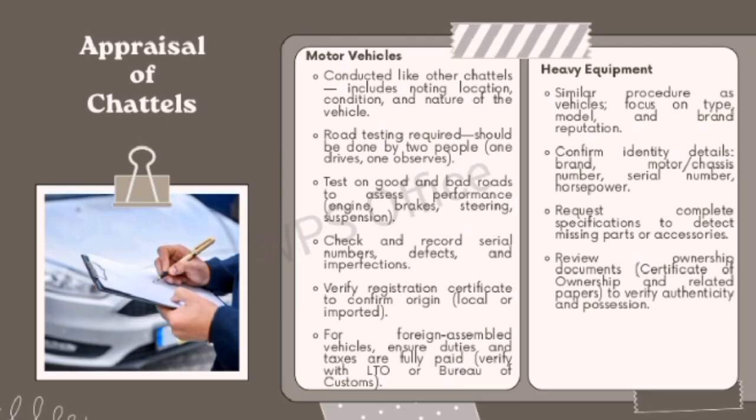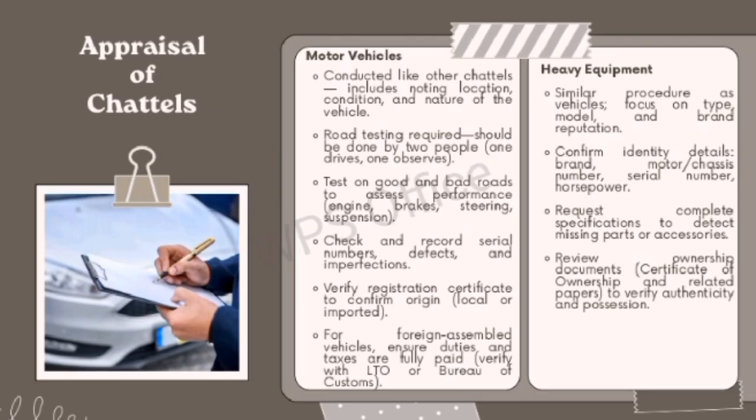Testing a vehicle on both good and bad roads helps evaluate its engine, brakes, steering, and suspension under different conditions. This process identifies strengths and weaknesses, ensuring the vehicle's reliability and safety across various terrains. For example, testing on smooth roads checks acceleration and handling, while rough roads assess shock absorption and control.